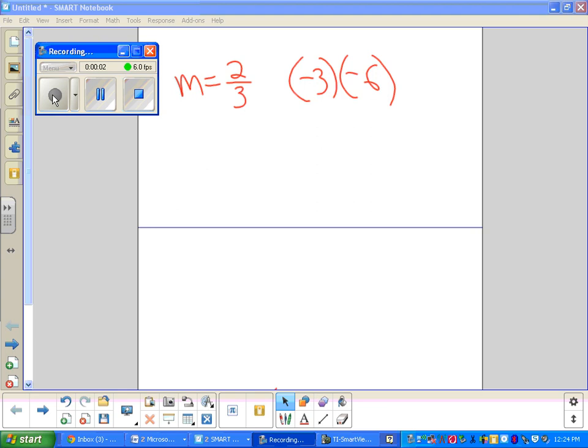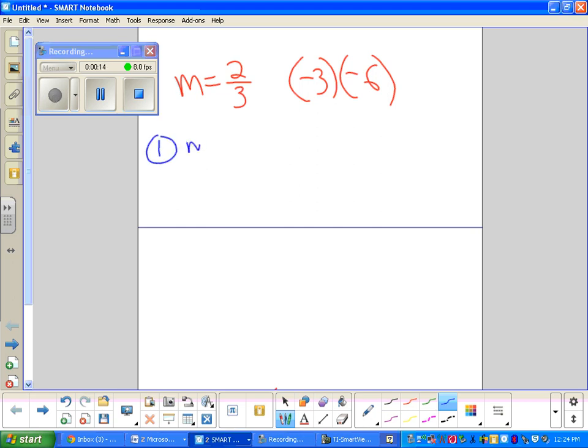A second example, when you're being given the slope and a point on that line, writing the equation: you're given the slope 2/3, and it goes to the point -3 and -6. Step number one, you're already given the slope. You don't have to do anything. So I'm just writing down the slope as 2/3.